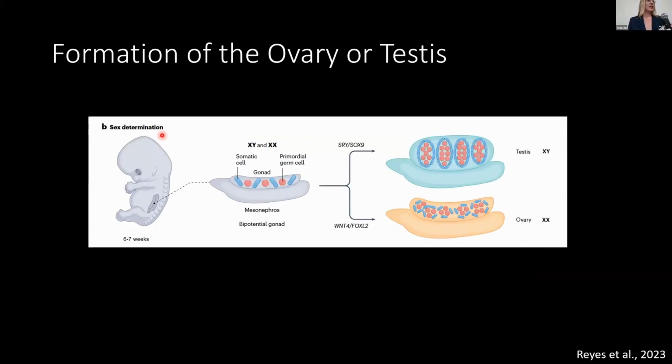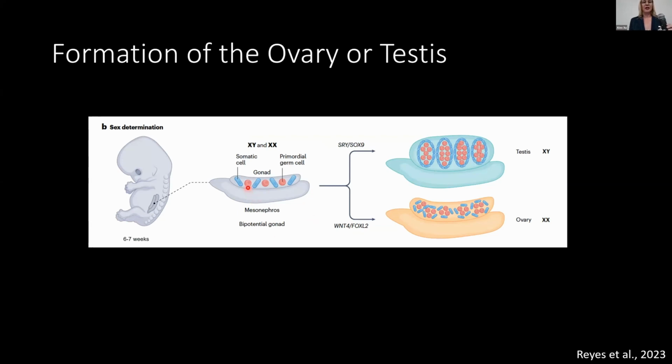So sex determination is the conversion of that bipotential gonad to either an ovary or a testis. And this occurs at 6 to 7 weeks post-fertilization. So we're really early still in the first trimester of development. And this is actually when we can begin to pick up human fetal tissues to be able to understand the cellular and molecular events involved in testis and ovary formation.